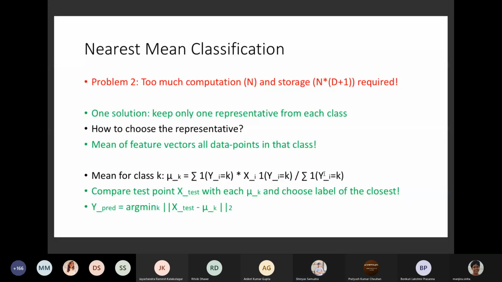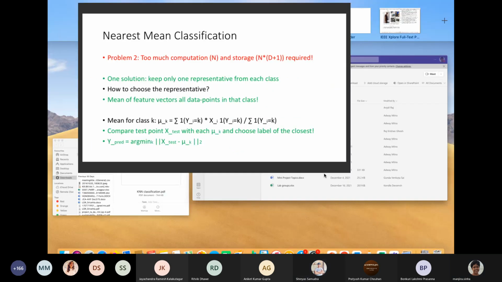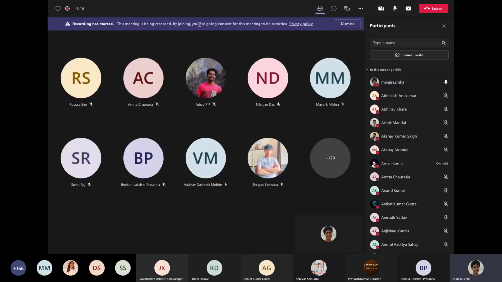Yes. Yes. I got it. Anyone else? Anyone else have any question? Okay, then I will just stop the screen share for a moment to change the slide.